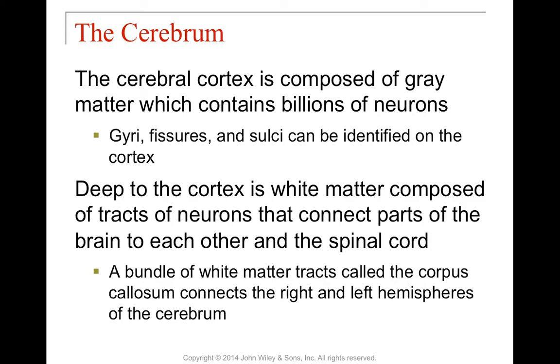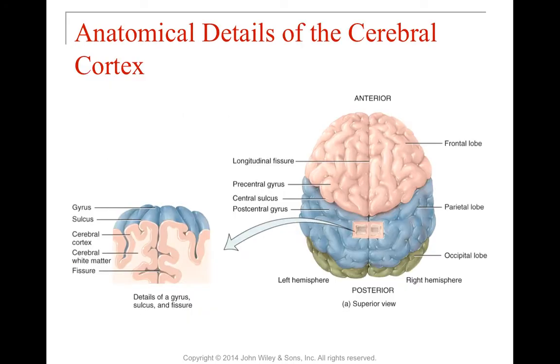And that's going to have a bunch of tracts that connect parts of the brain with itself and other parts of the spinal column. And we have a bundle of white matter tracts that's called the corpus callosum. The corpus callosum is a connective tract that's going to connect the right and the left hemispheres of the cerebrum. All right, and that's how we're going to have communication between these two regions. So it's a white matter band that's going to allow communication between the left and the right hemispheres.